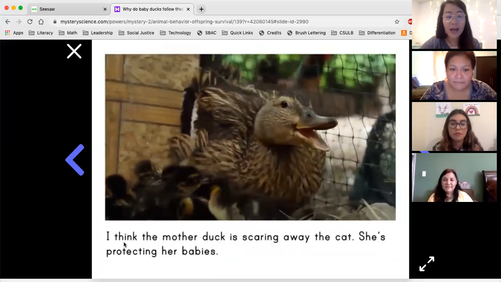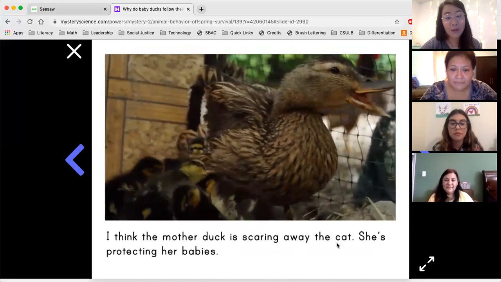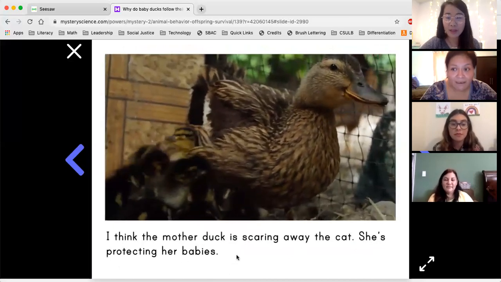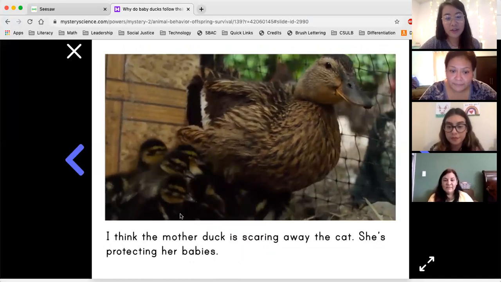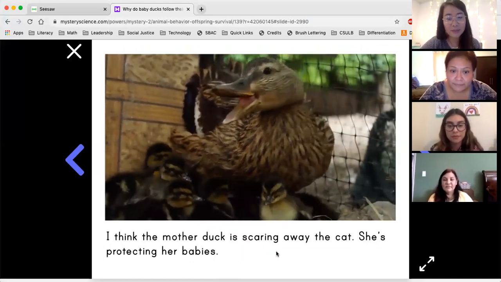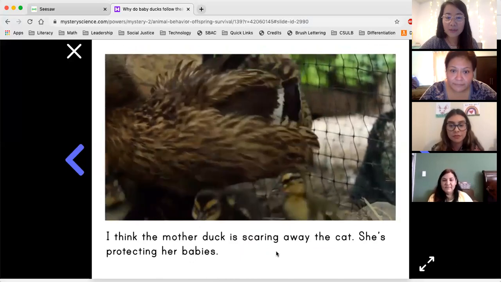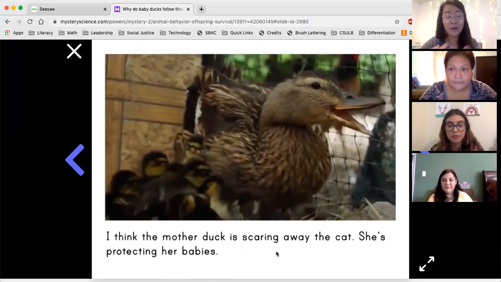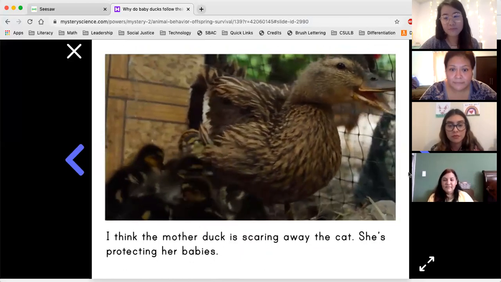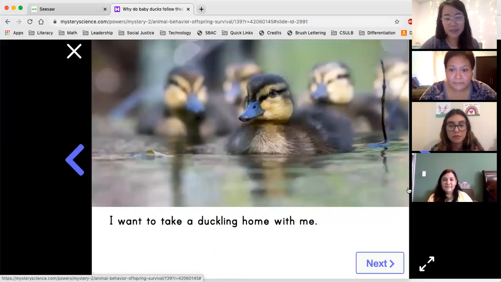So I think the mother duck is scaring away the cat. She's protecting her babies, right? So these are the similar thoughts that we had here. And then we can see the ducklings really responding by going underneath the mother duck, right? They're probably like, oh no, what's going on? And that's why we love that they're learning from their mother what to do. I want to take a duckling home with me.